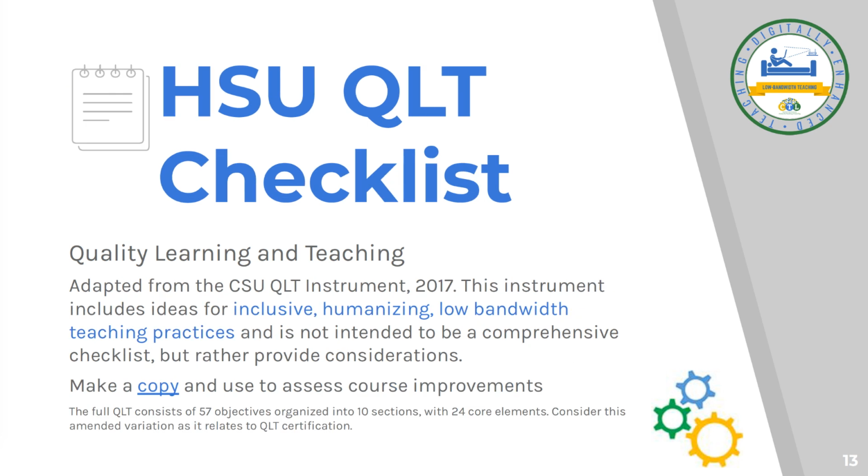This includes a HSU QLT checklist with the core 24 items as they relate to ideas for inclusive, humanizing, low bandwidth teaching practices.